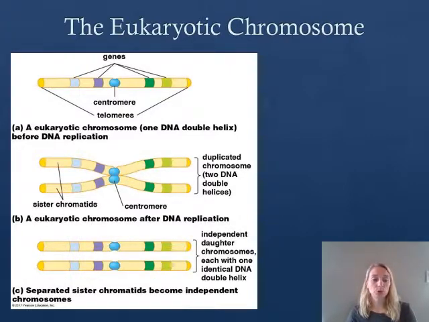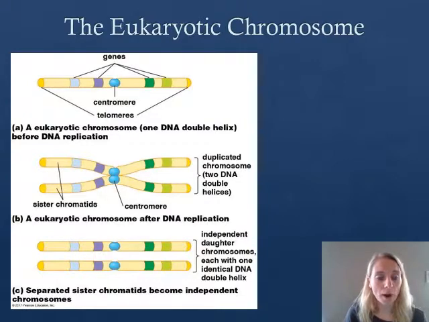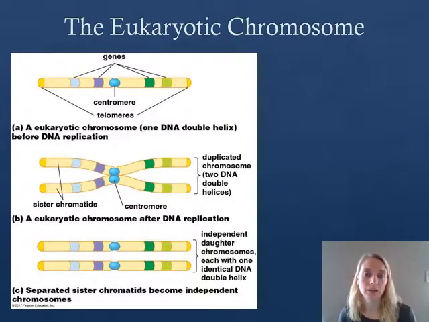So the blue mark in the middle is representing the centromere. That's a non-coding place. It's kind of a dense area. It's got some proteins associated with it. And then the colored bands are the genes. So we have a gray, a purple, a dark green, and a light green. Those genes are representing instructions for particular cell products.